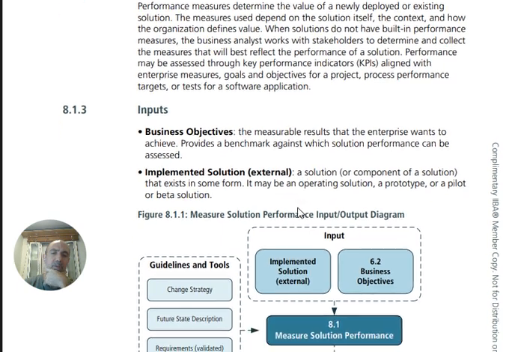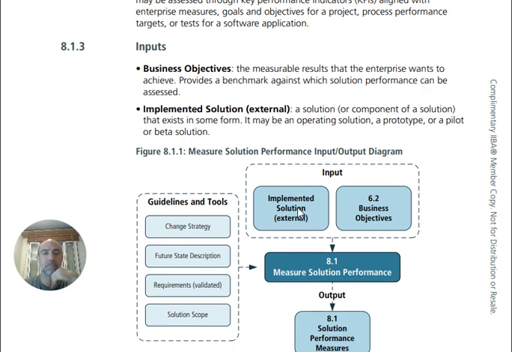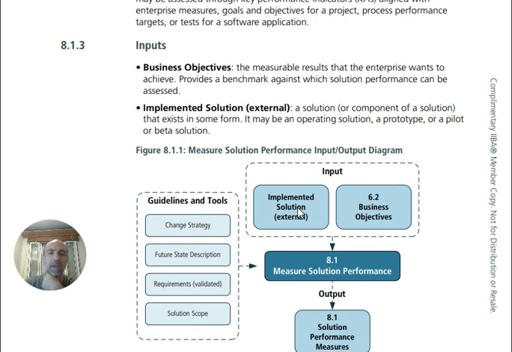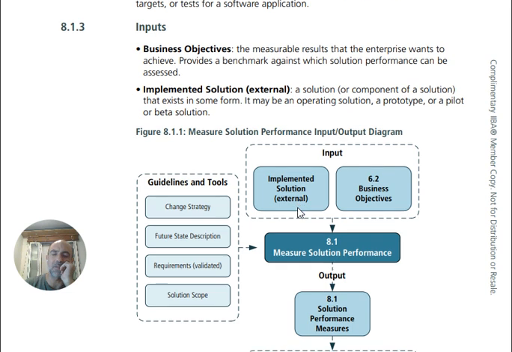So, what are the inputs? The inputs are business objectives and the implemented solution, which is basically, it keeps saying external here. Why though? A solution or component of a solution that exists in some form. It may be an operating solution, a prototype, or a pilot or beta solution. But I think external is not something we're changing here. It's like we're bringing something from the outside to see if that helps with what we're trying to solve.